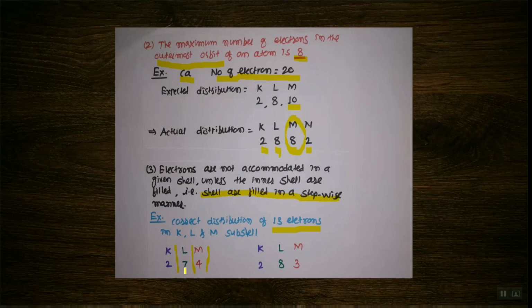Here the capacity of L is 8 electrons, so we have to put 8 here, and if electrons remain, then we can go forward. So this configuration is correct.